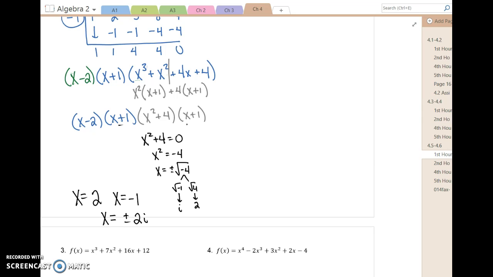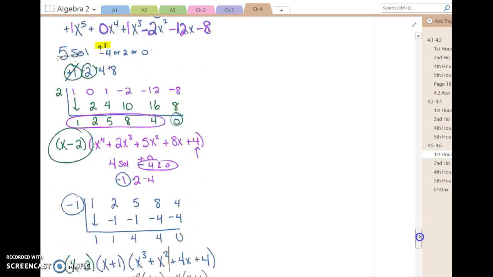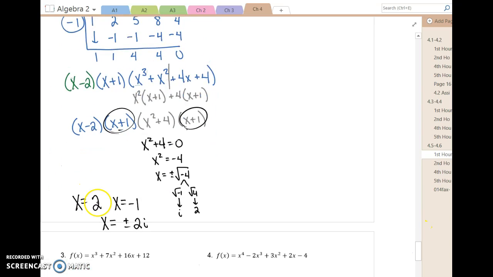So there are 4 solutions. There's actually 5 solutions because x equals negative 1 is doing double duty. But our solutions are 2, negative 1, positive 2i, and negative 2i. And if we go all the way back up to the top, we're supposed to have 5 solutions. Only one of them should be positive. So if we look at our answers, we have 1 positive real number solution, 1 negative real number solution, and 2 imaginary solutions.